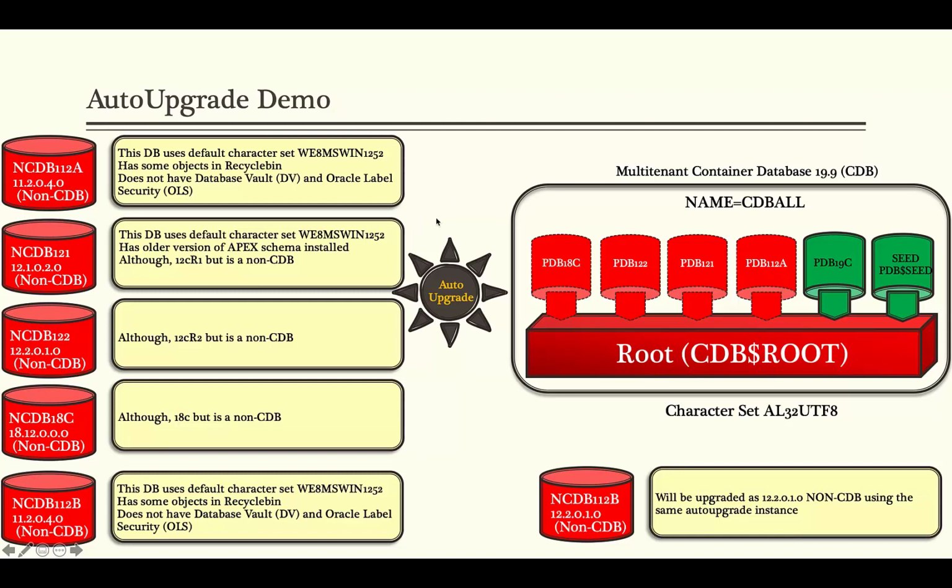So this auto upgrade utility will take the config file as an input and would deliver me the picture from left transformed to the picture on the right. Just to note a couple of things, the 19C database that I have with the name CDB all is a multi-container database, which is a CDB architecture, and the character set that I am using is AL32 UTF-8.